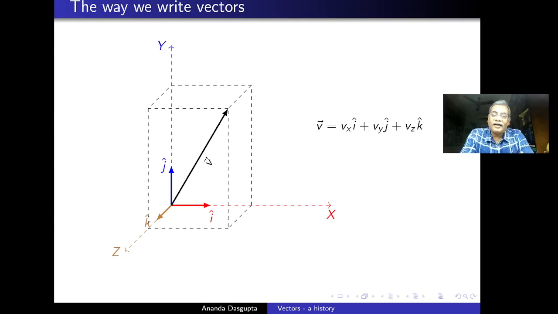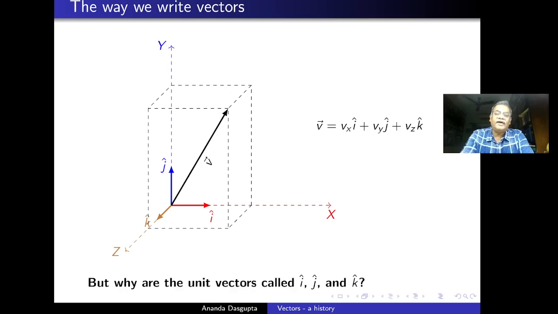I would like to ask you a question which may seem very trivial at first, but which actually is rather deep, at least deep in historical significance. Why do we call these unit vectors along the x, y, and z axis i hat, j hat, and k hat? Now you may say that that's a rather stupid question to ask. After all, i, j, k are three consecutive letters of the alphabet. So why not use i, j, k?